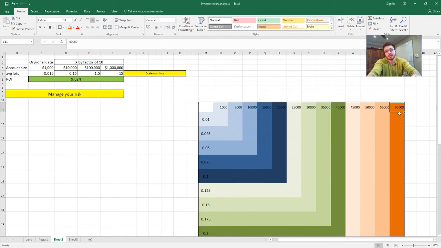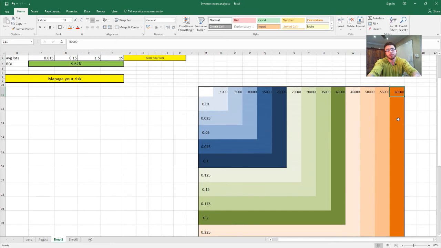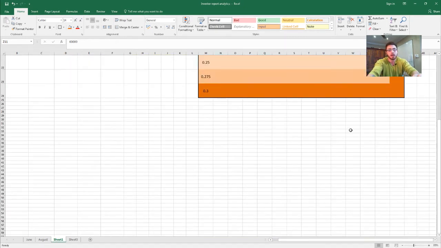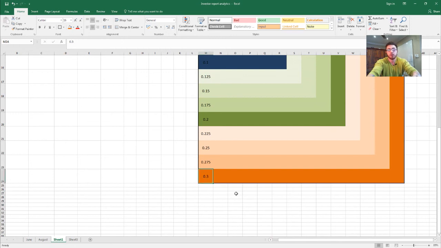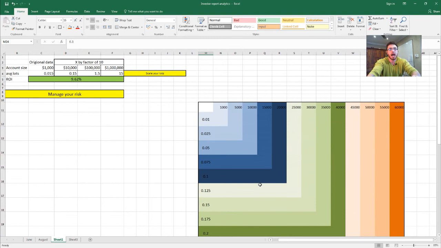Going into $60,000 as an example. So let's say we've got $60,000 in our account. What risk should we be trading at? I've put down here 0.3. So that is $3 per pip. And I think this is very important. I think that trading at $3 per pip is definitely what I expect someone to be able to trade at.